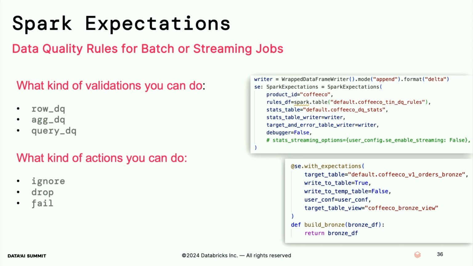And then it's a decorator that you apply to your function at the end of the day. You return a data frame from your function, and Spark Expectations will be applied on top of that data frame. Then you can mention the target table that you want to write to here. And then you have the user configuration that you can provide, which we didn't include in the screenshot, but you can go into the source code and look at the different configuration parameters.